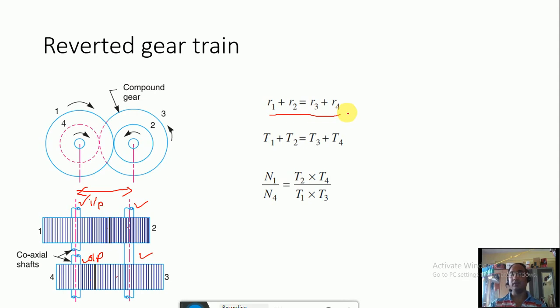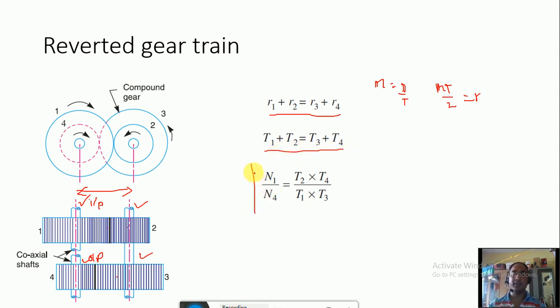And you know the definition of module, M equal to D upon T. D is nothing but 2R, so R equals MT by 2. We can put these values over here: for R1 we put MT1 upon 2, for R2 MT2 upon 2. Then one half will be common and cancelled. M is constant for all, so M by 2 is taken common and cancelled from both sides. Then finally we get the equation T1 plus T2 equal to T3 plus T4.